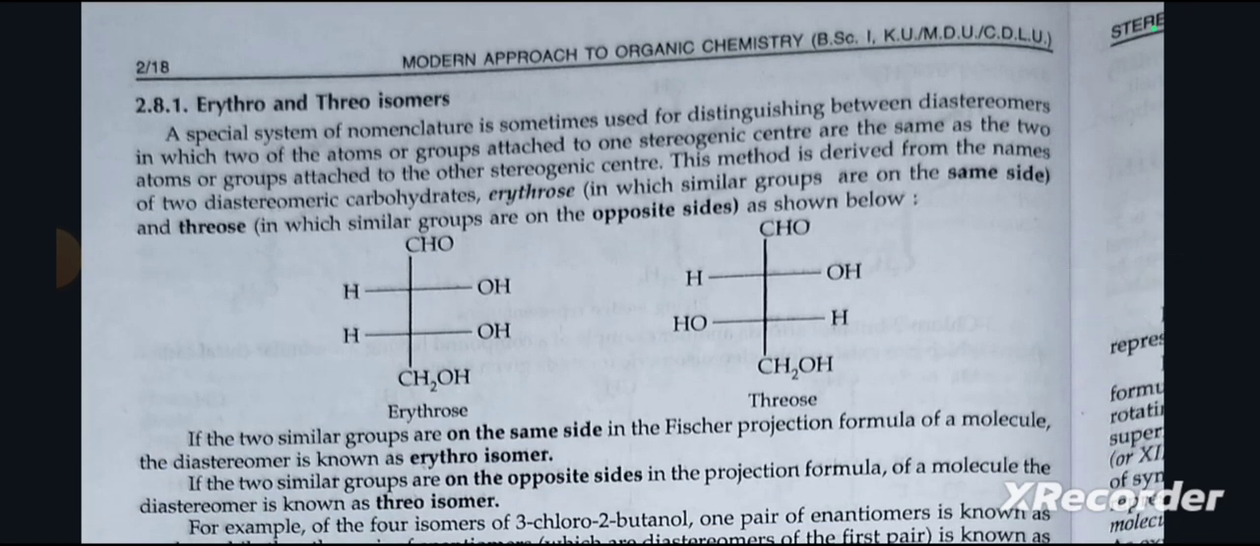2.8.1 Erythro and threo stereoisomers. A special system of nomenclature is sometimes used for distinguishing between diastereomers in which two of the atoms or groups attached to one stereogenic center are the same as the two atoms or groups attached to the other stereogenic center. This method is derived from the names of two diastereomeric carbohydrates, erythrose, in which similar groups are on the same side, and threose, in which similar groups are on the opposite sides, as shown below.